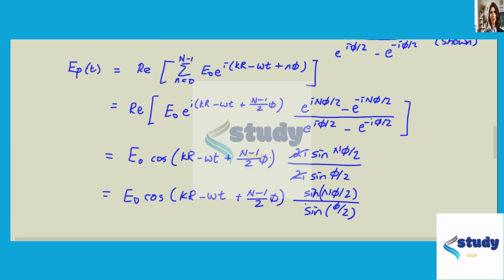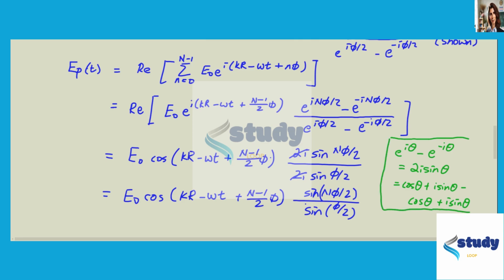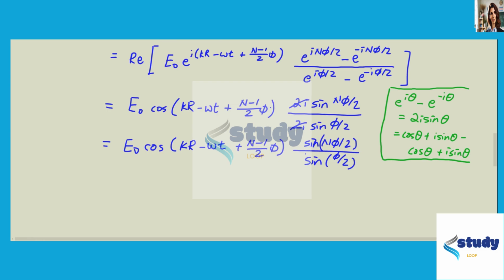One thing about this: we have the formula e to the i theta minus e to the minus i theta equal to 2i sine theta. You just use the Euler formula, and this is how you get it. All right, so we are done for part C. Next we will do part D.